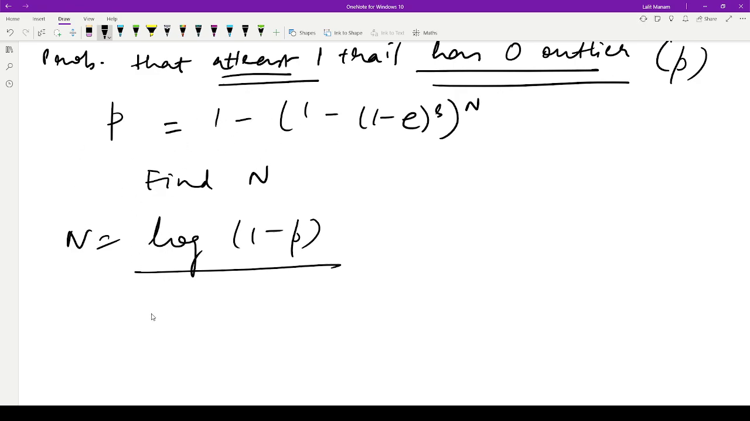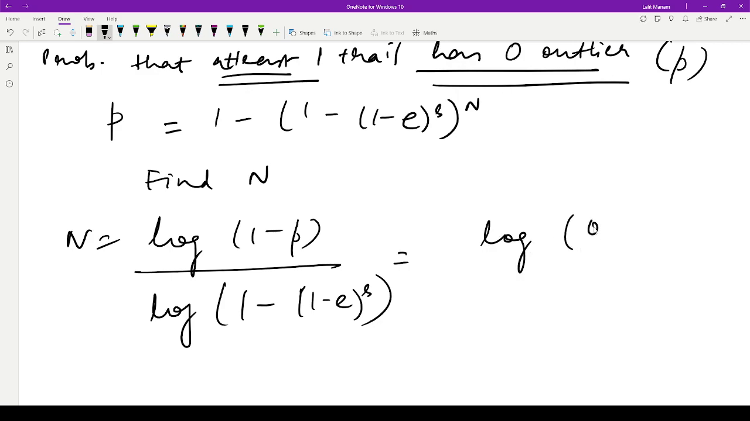Yeah, so here there will be a log, which will come here in the denominator. Is this clear? So this thing will be here, right? Log of (1 minus e to the power minus s) whole to the power n. That n we just pulled it down, and then this comes in the denominator.